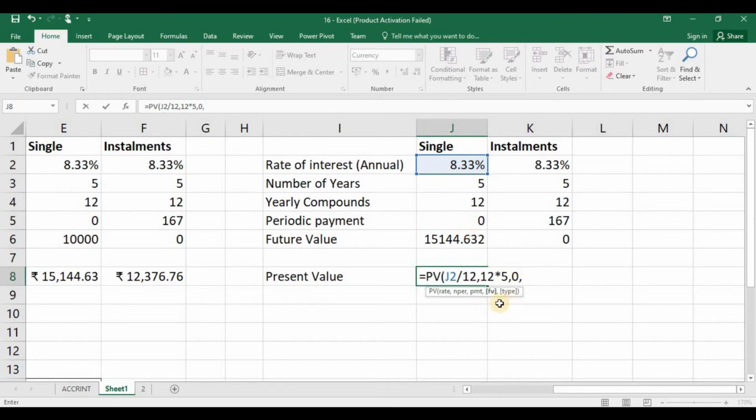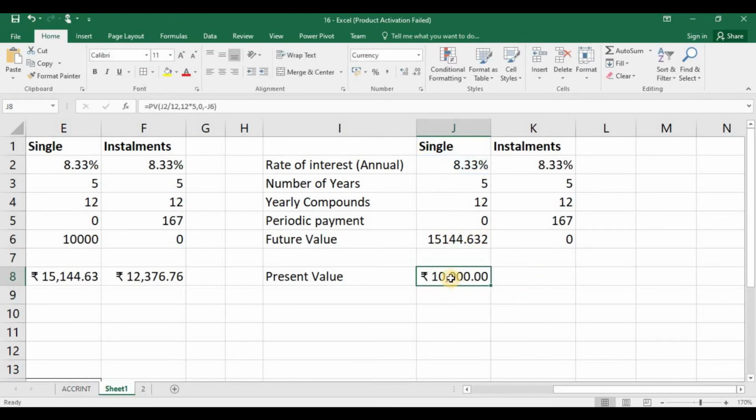Next, we have two more optional arguments. FV is the future value of our investment. Here we have 15,144, so select this. Place a minus sign in front of our future value. Close the round brace. Press enter. See, this is the present value if I invest 15,144 after 5 years.